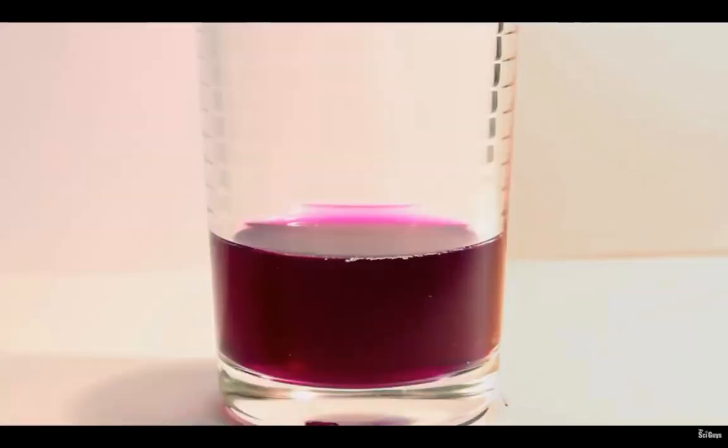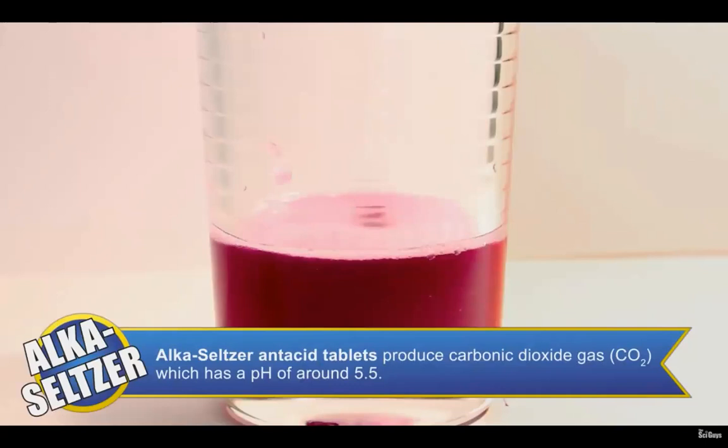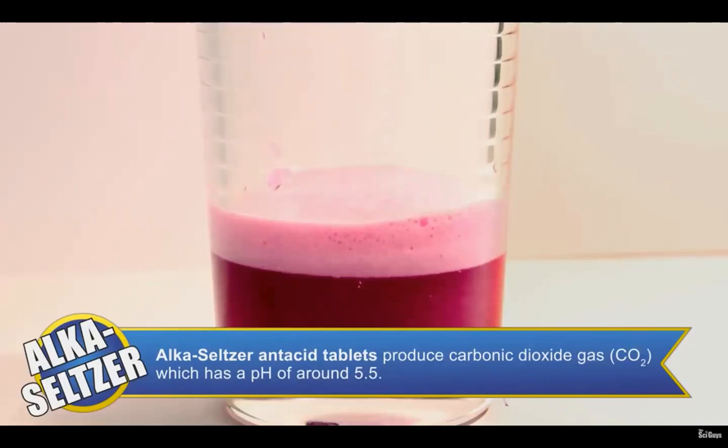The fourth item up for testing are antacid tabs. When we add a tablet to our indicator, carbon dioxide is produced, and because carbon dioxide is acidic, the color changes to maroon. This is not the end of our color change. Once our solution is done fizzing, the other ingredients in our tablet cause the pH of our solution to shift slightly towards a neutral pH, which changes the color to slightly purple.